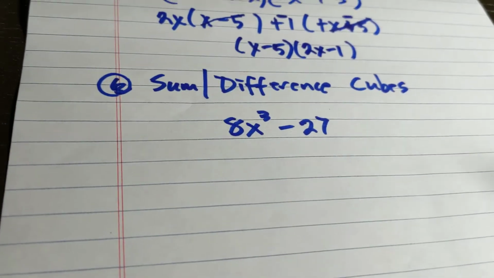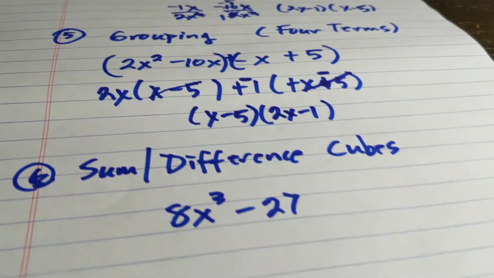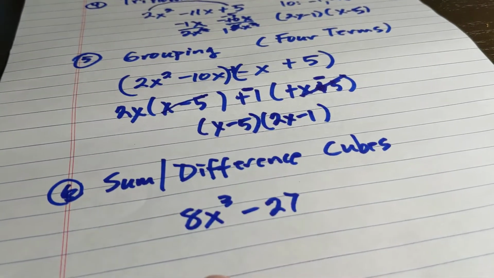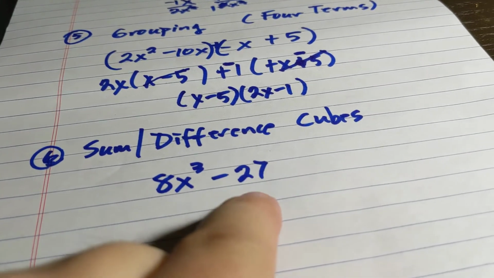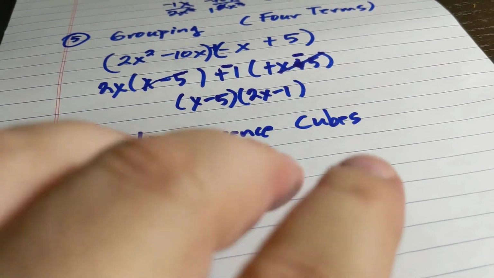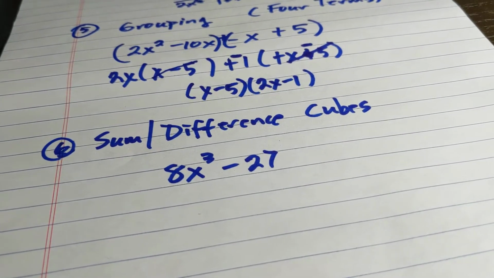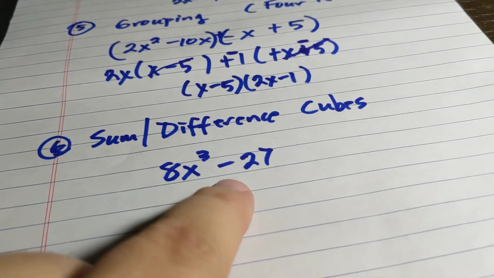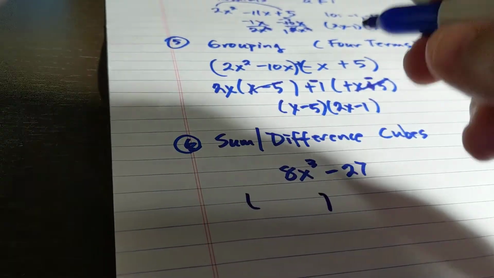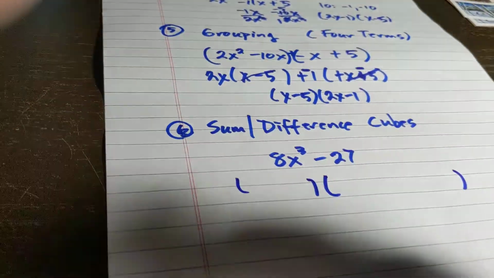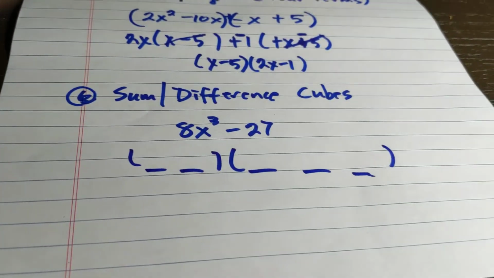Last method we're going to talk about is the sum or difference of cubes. This works for addition or subtraction problems, and these have two terms. The difference is this is a perfect cube and this is a perfect cube. That's the difference between this method and the difference of squares method. So this is a sum or difference of cubes because these are cubes, not squares. Anyway, so you throw down a small set of parentheses and a large set of parentheses. We're going to put 2 blanks here. We're going to put 3 blanks there.